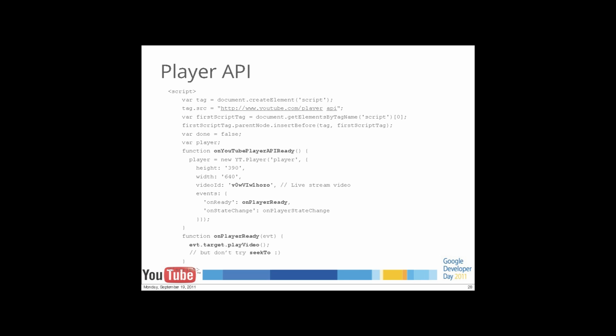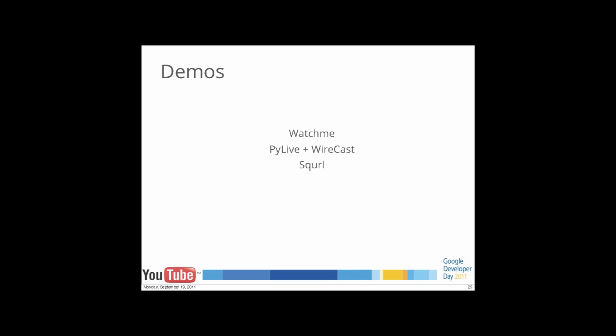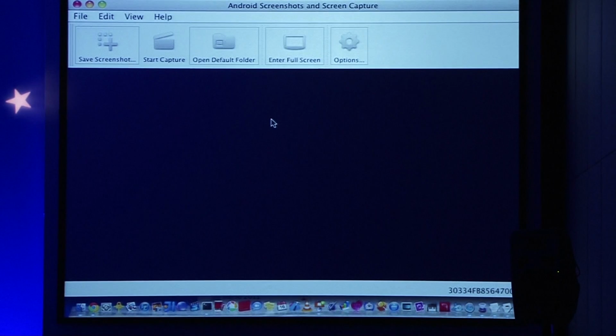So demos. We have a couple of examples here. Watch Me is a little application that we wrote for Android. PyLive is a piece of code running on App Engine, written in Python, that implements the event management APIs that I showed you. Wirecast is the software encoder, and this is a partner application from a company called Telestream. And Squirrel is a content discovery and sharing application. So let's transition into the demos part, and let's see.